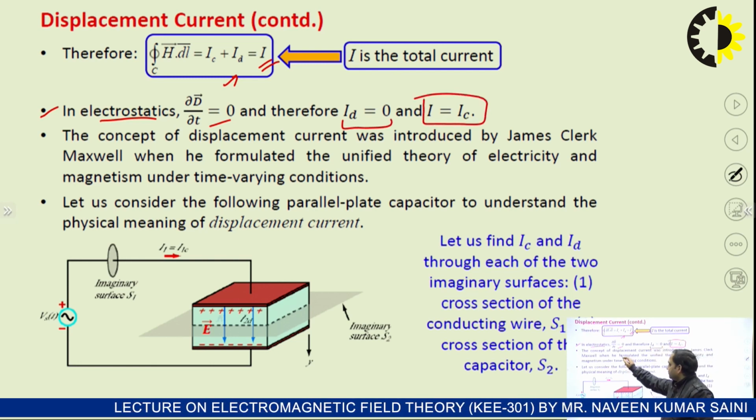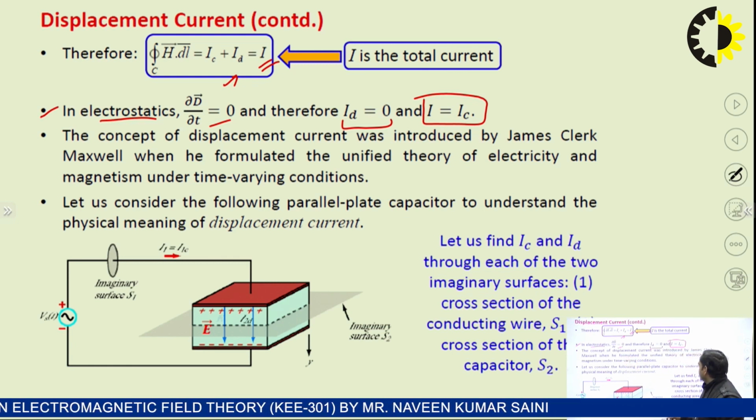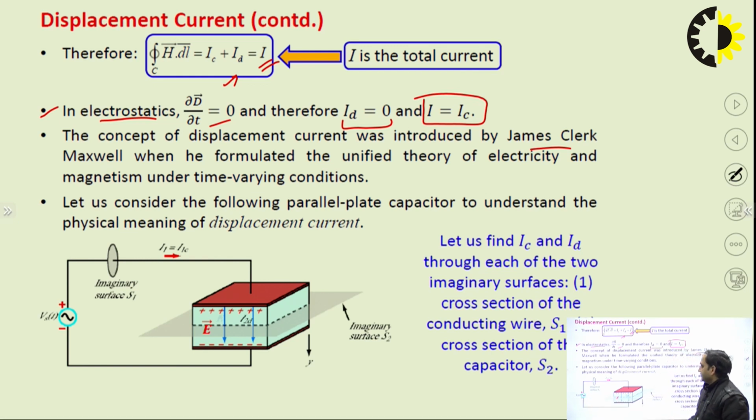So the concept of displacement current was introduced by James Clerk Maxwell when he formulated the unified theory of electricity and magnetism under time-varying conditions. Here, let's get a feel for this by using two parallel plate capacitors, in which the displacement current concept comes into the picture.